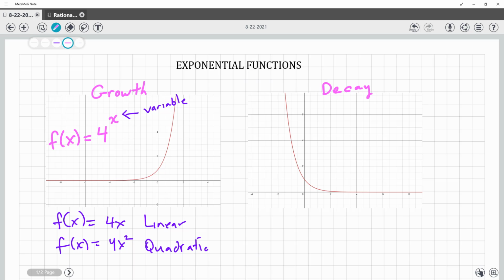Now notice that I put this 4 to the x power, and this function over here could be 4 to the negative x power, and that's hence the decay. When you start plugging things in, you just plug in. If I wanted to evaluate this function at 2, I simply would let x equal 2, and then that's my 4 times 4, or 4 squared, which is 16.